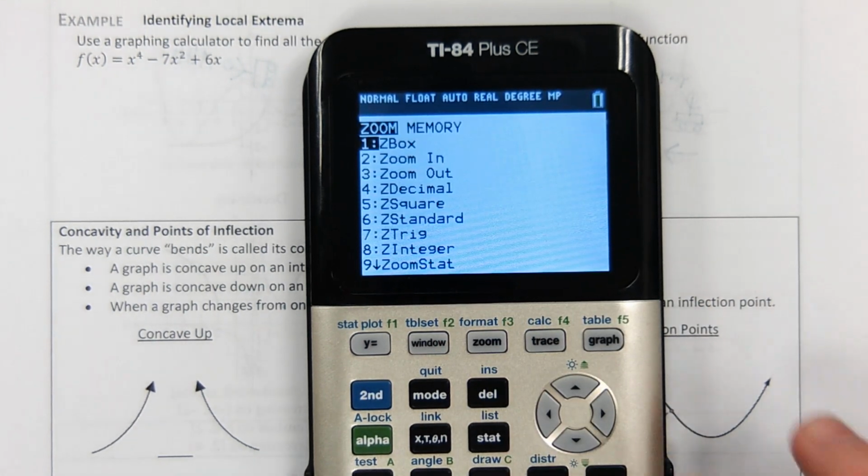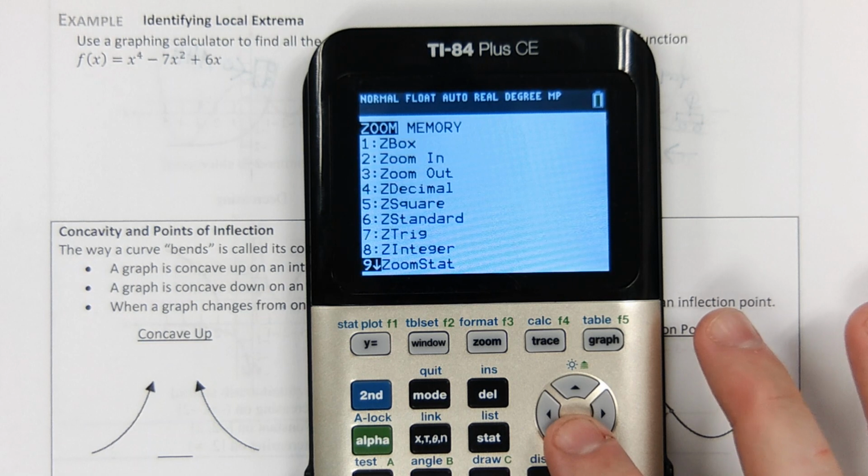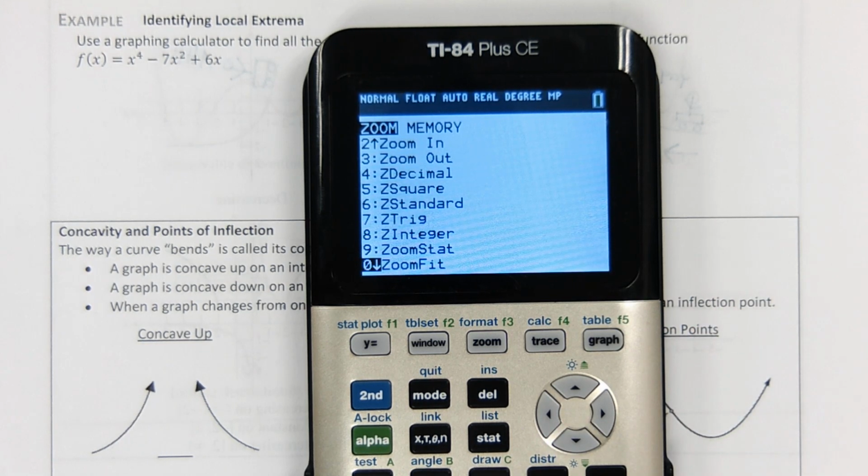Zoom, and if you scroll down far enough, eventually you find zoom fit. And students think, oh, this is going to be great. It's going to show me everything that's important about this graph.